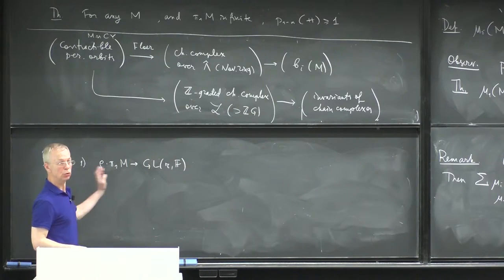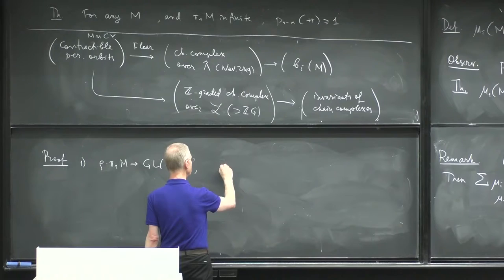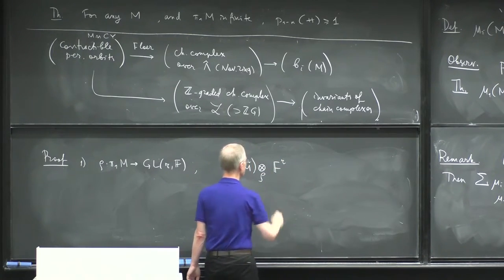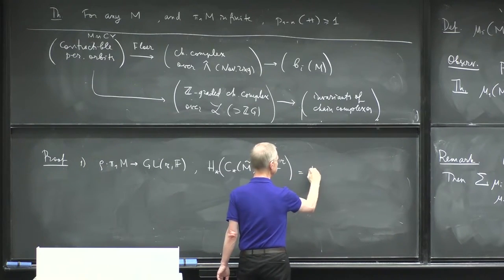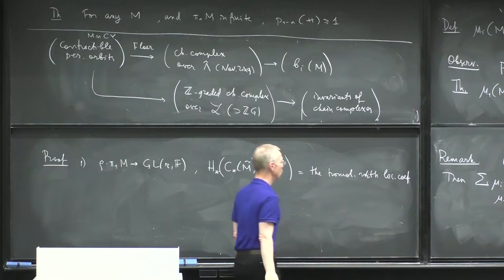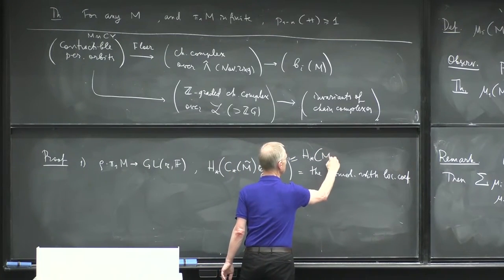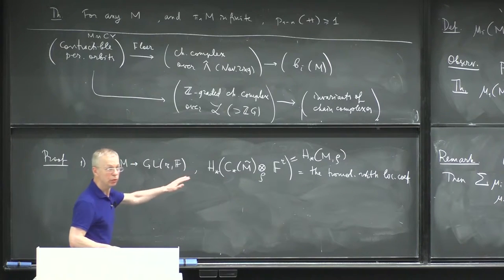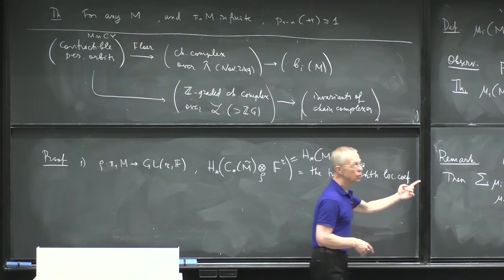So I recall that if we have a representation of a fundamental group to some general linear group over a field, then we can form the chain complex like this, and its homology is called the local coefficients homology, and I will denote it by H of M, rho. So let's start with an arbitrary local system like this. And how does it help with the complex over the Novikov ring?